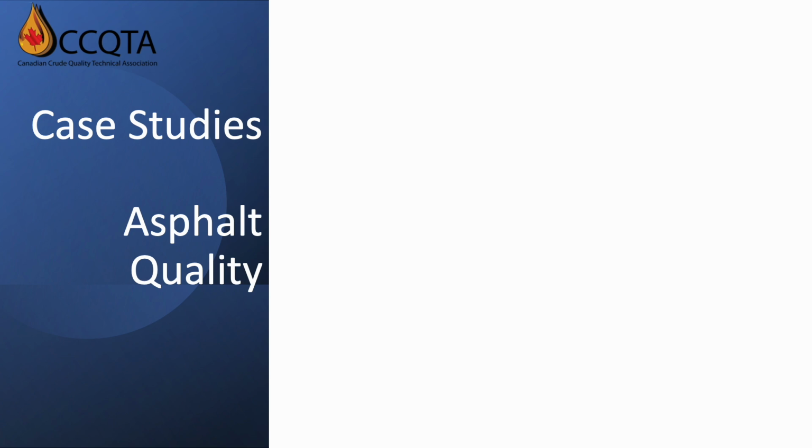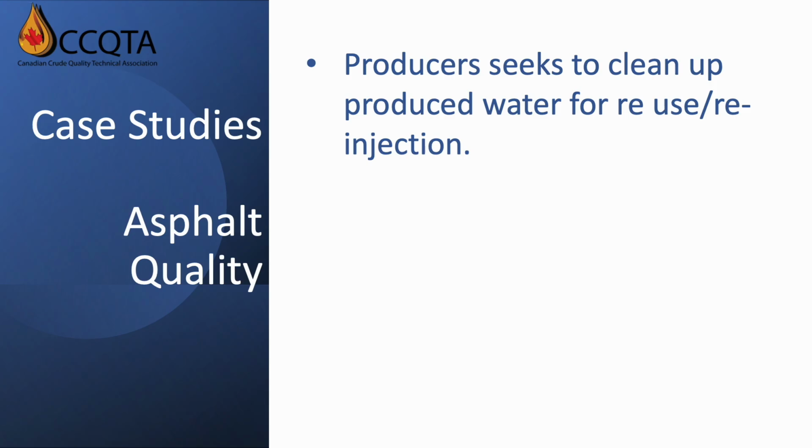Let's start with asphalt quality. This case study is over 30 years old and occurred during a period when communication between producers and refiners was poor. A heavy oil producer wanted to reuse produced water, which required that the water be cleaned prior to reuse. Two options were being explored.